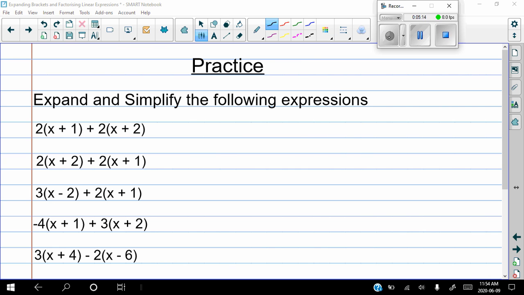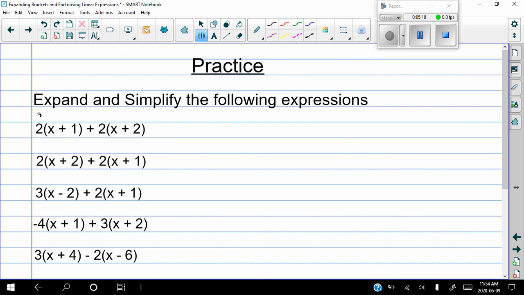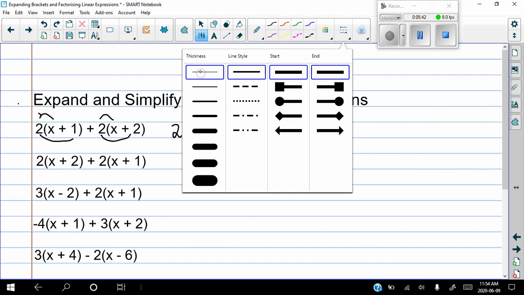Right, so looking at our first one here, we are going to get 2 times by x, which is simply 2x. Then we have 2 times positive 1, so we get positive 2. We have 2 times x, so we get positive 2x. And lastly, 2 times 2 is 4. So altogether, we can write it together as 4x plus 6.